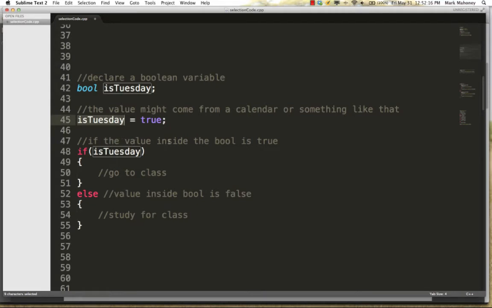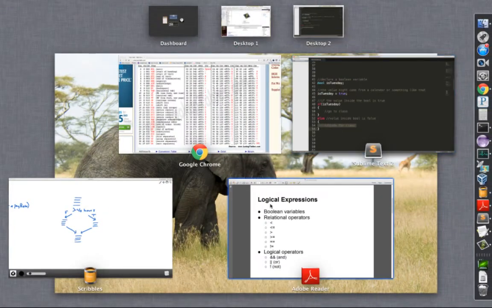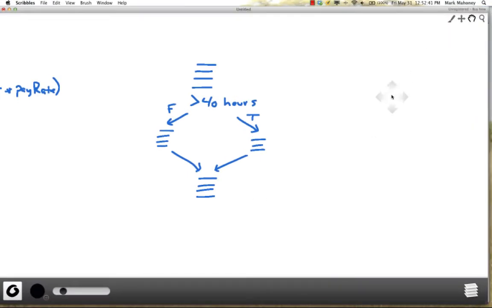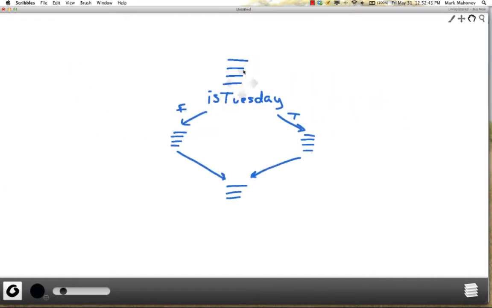Now, if the value inside the bool is true, when the flow of control gets to this if, that value is true, so we're going to execute this code. We're going to go to class. However, if this is not true, we're going to jump down here to the else block and do something different. In this case, study for class. Basically we've come to a fork in the road where we're saying, well, is it Tuesday? If true, we're going to go to class. If it's not Tuesday, we're going to study for class. And then no matter what, we always go back to our normal sequential flow of control.